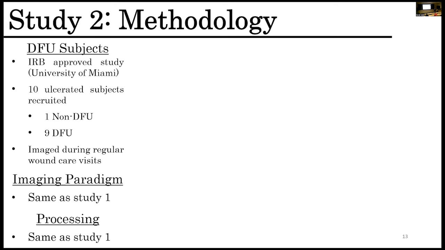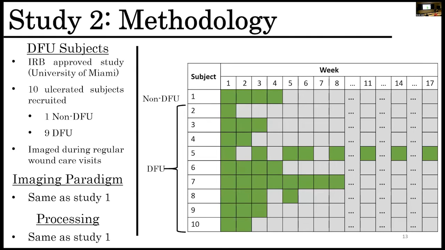So, moving on to study 2, this RV proof study was conducted at the University of Miami Hospital with 10 ulcerated subjects, 1 non-DFU and 9 DFU cases that were imaged during their regular wound care visit. The same imaging paradigm and processing scheme from study 1 was applied here. And shown to the right now is a concise table showing at which weeks each subject was imaged with respect to their subject enrollment date.